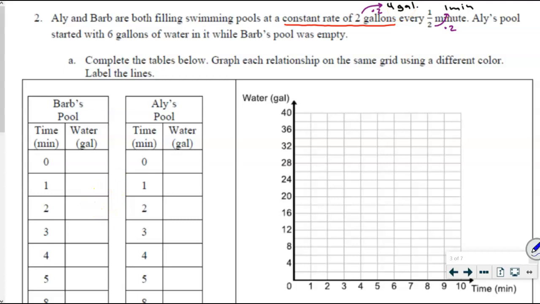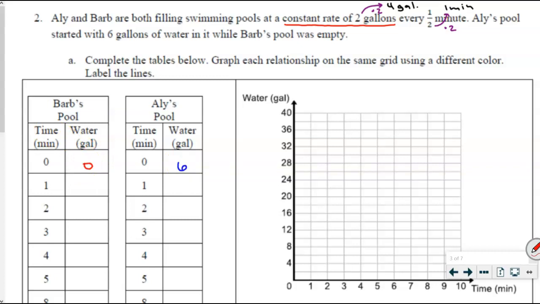What am I going to start with? Allie's pool started with 6 gallons. So here's Allie. How much is in her pool in the beginning? 6 gallons. Barb's pool was empty. How much is in Barb's pool in the beginning? 0. Yep. Maybe I need to switch those. I'm going to switch those so that I have some consistency in our notes. That's not what I wanted. I'm sorry. This one is the blue one with 6, and this one is the red one with 0. That's what I wanted to do.